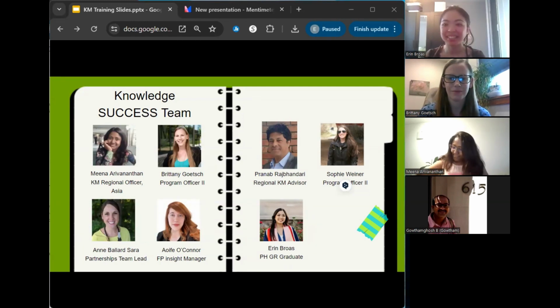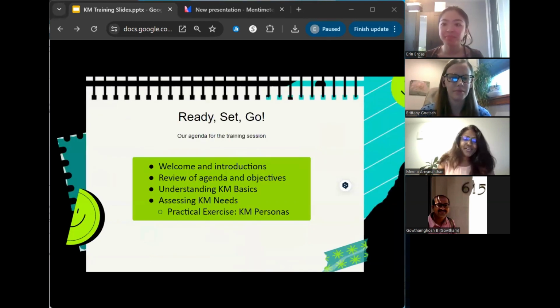So let's have a look at the agenda. We're going to look at the KM basics, get a brief understanding, and assess KM needs. In assessing KM needs, you're going to be doing a practical exercise. A very interesting creative tool is going to be used. It's called the KM Persona, and we're really excited to share it with you.